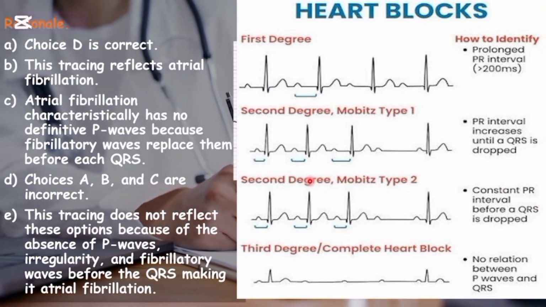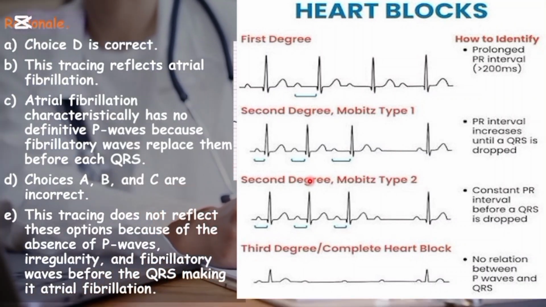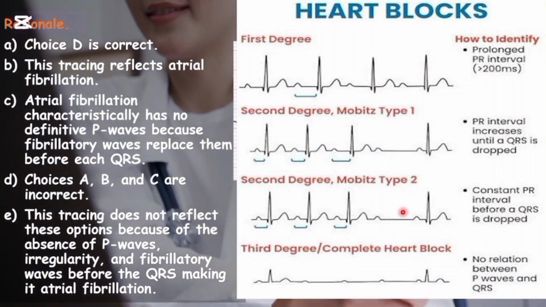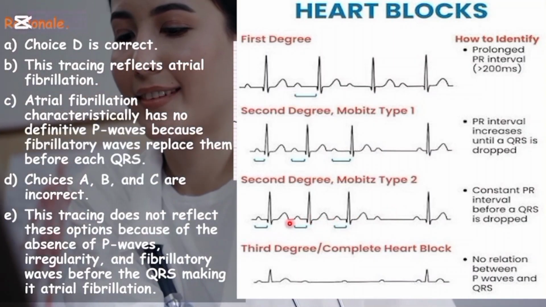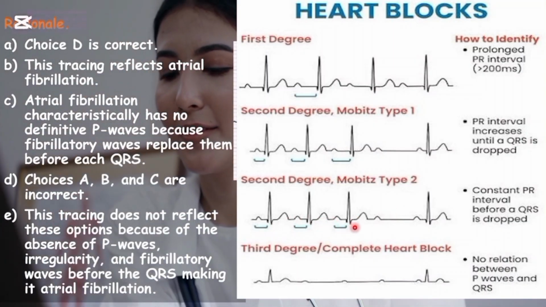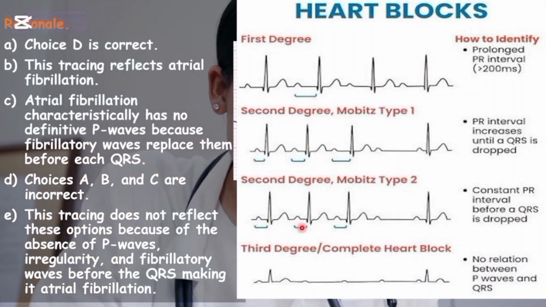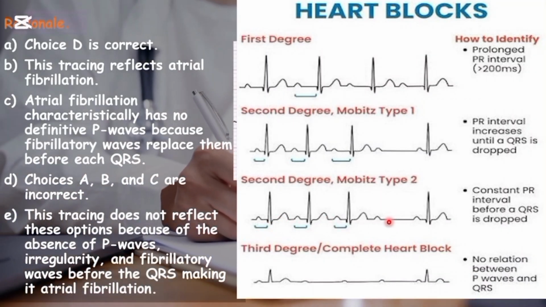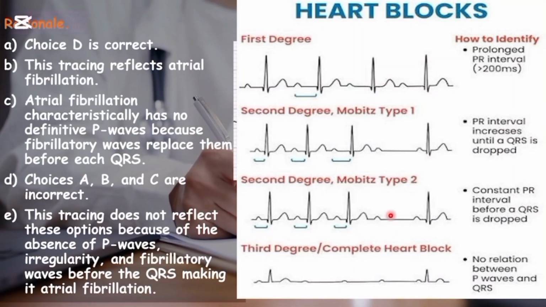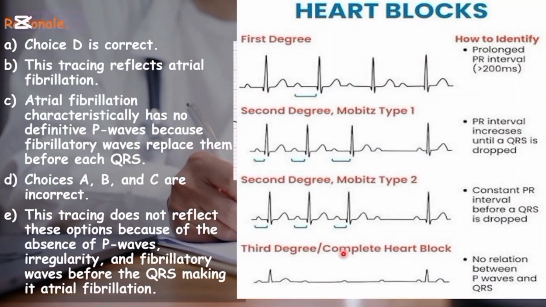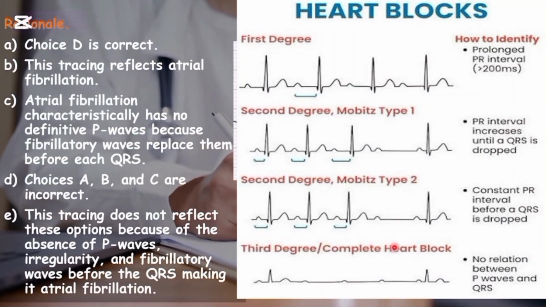When it comes to second degree type 2 or Mobitz type 2, here the PR interval is the same, but we will have a sudden drop of the QRS. So the PR interval is the same. You can see here it is the same. But here we've got a sudden drop of the QRS. In the third degree heart block, there's no association between the P wave and the QRS. There's no relation whatsoever.